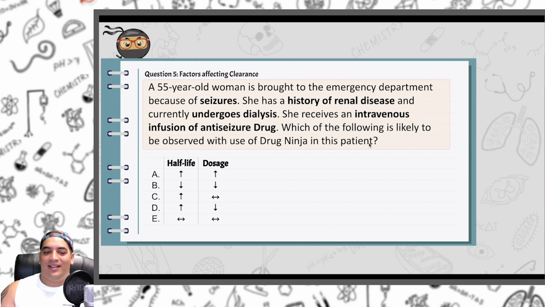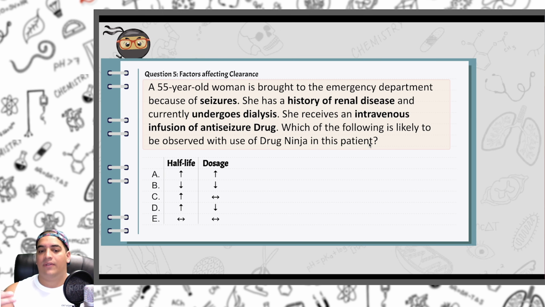So when we think about this patient here, what do we know? Well, we know that they have renal disease. When you think about clearance, clearance is really dependent upon renal function and liver function as the primary organs here. So because she has an underlying renal disease, what do you think is going to happen to the clearance of that drug? It's likely going to decrease. And clearance and half-life have a very strong relationship with one another. As clearance decreases, the half-life of that drug is going to significantly increase.